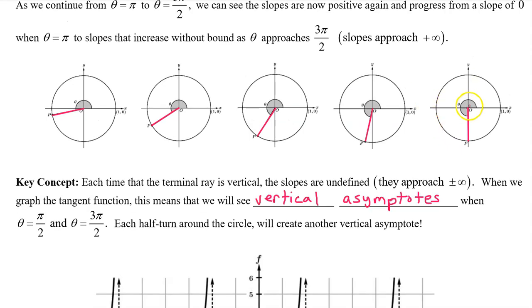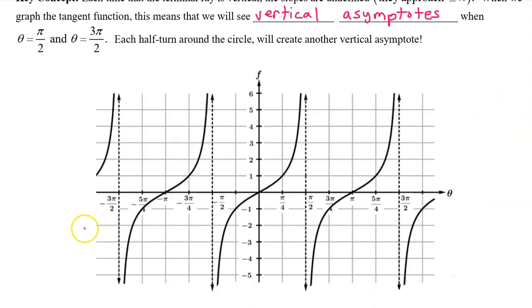Therefore, you will see vertical asymptotes in the graph of the tangent function at pi over 2 and 3 pi over 2. In fact, you will see another vertical asymptote every half turn around the unit circle. Here's the graph of the tangent function. Notice the asymptotes at pi over 2 and 3 pi over 2. We will hit those same vertical slopes if we rotate clockwise to negative pi over 2 and negative 3 pi over 2.